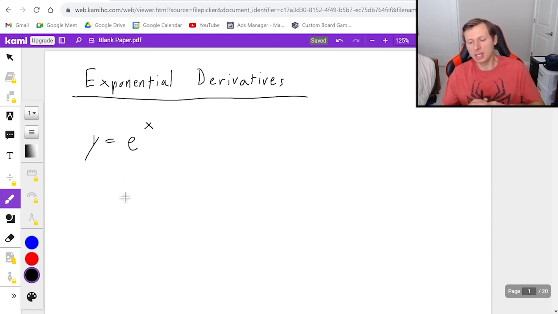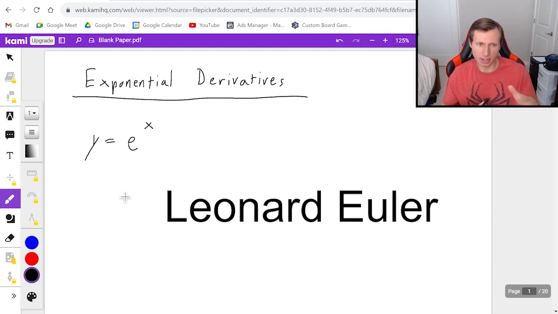Now, if you don't know, e is Euler's number. As a decimal, it's 2.718, and it goes on forever just like pi. It's named after probably the greatest mathematician of all time, Leonhard Euler. Pronounced "Oiler," not "Yooler," even though it looks like "Yooler."